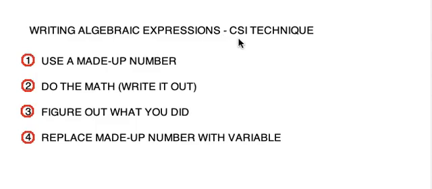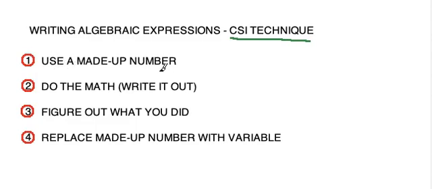The CSI technique. Now, why is it called the CSI technique? Well, because CSI is a show where they go to the scene of the crime and try to figure out what happened based on what they see there. So that's kind of what we're going to apply to algebra here. You'll see that we'll apply these steps and they'll become a lot easier to understand if we actually start applying them with an example.